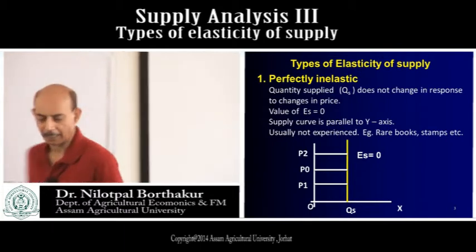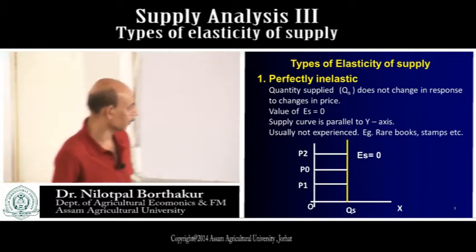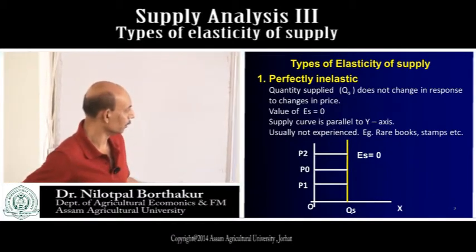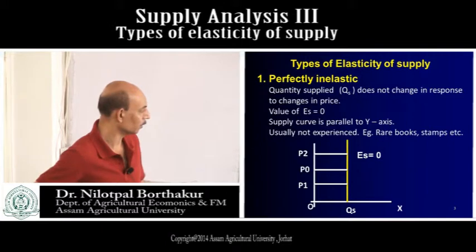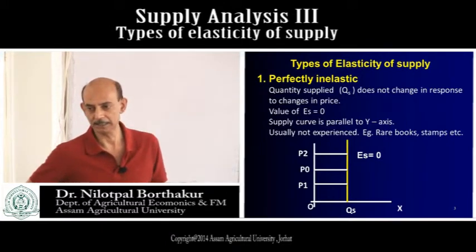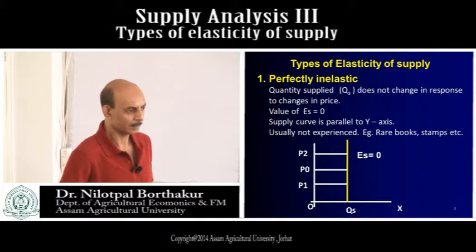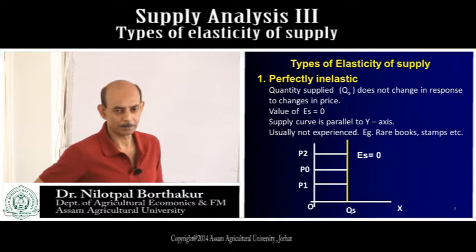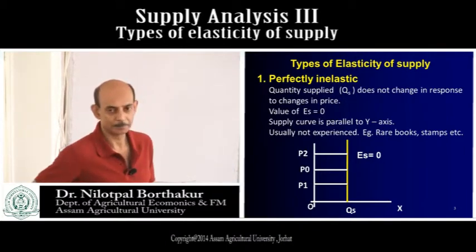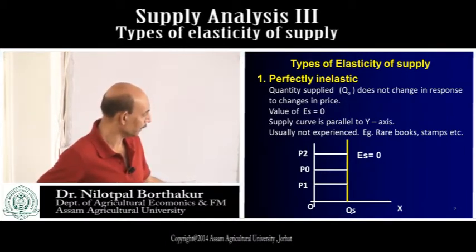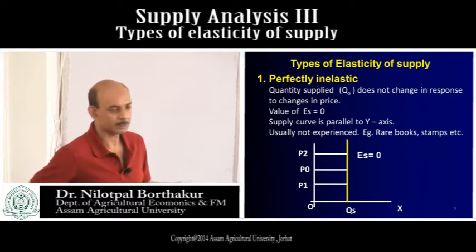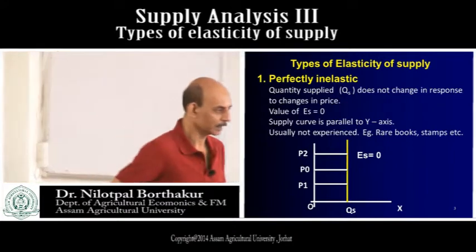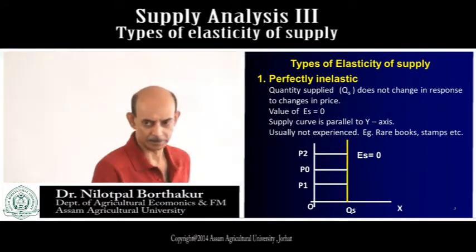This shows that if the price increases, suppose the original price is P0 and the price increases from P0 to P2, the quantity supplied OQS is not changing, it remains the same. The supply of the product cannot be increased even if the price goes up. And if the price comes down from P0 to P1, then also the same quantity is supplied in the market. And it happens in case of certain rare items.